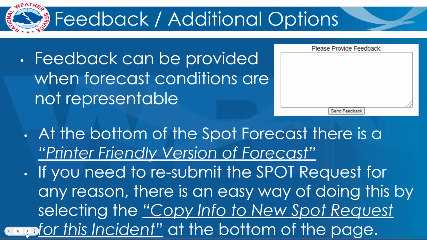At the bottom of the forecast, there is also an option to select a printer-friendly version of the forecast if you need to print it out for documentation reasons. One final option that could save time for multi-operational incident periods is the Copy Info to New Spot Request for the Incident option. This will bring you back to the Submit Request page with all the previous information already filled in. Simply make any changes you need and resubmit the forecast. It is recommended that you request a spot forecast update every 12 hours.